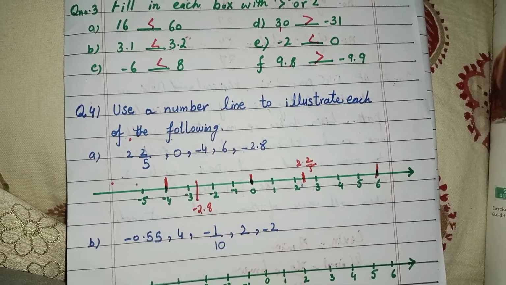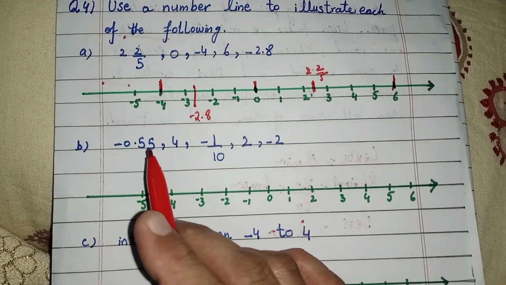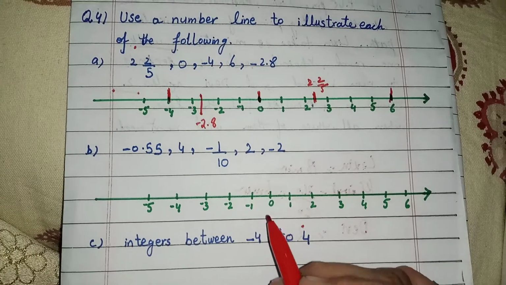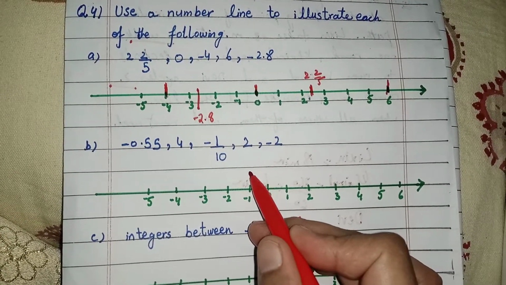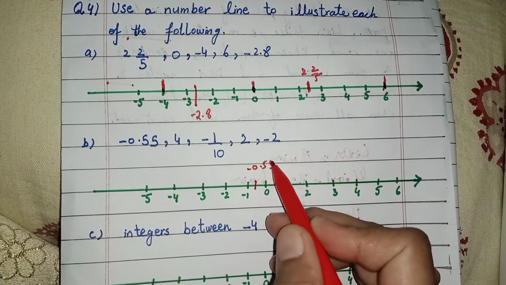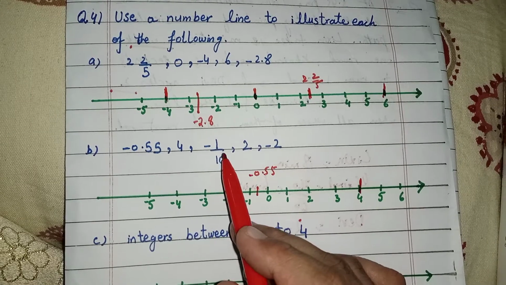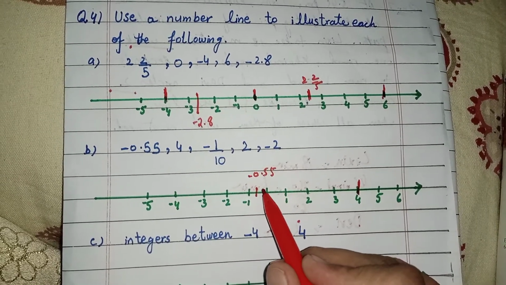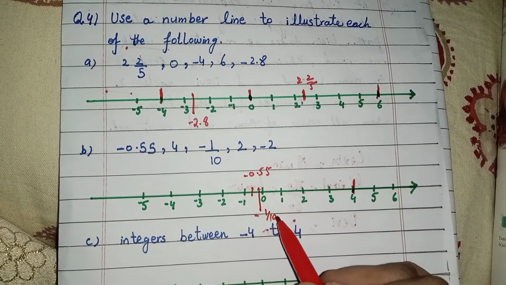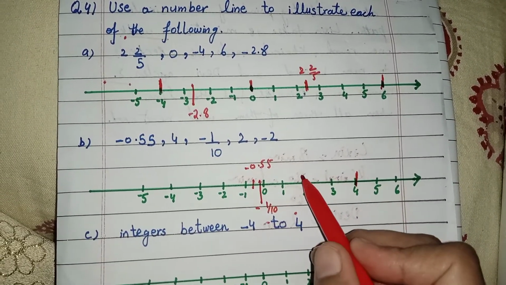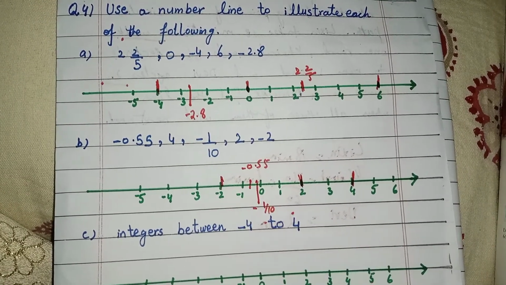Here is minus 2.8. Now its B part is minus 0.55 and minus 0.55 is just between the 0 and minus 1. And 4 is represented exactly on 4 and minus 1 by 10 is represented, minus 1 by 10 means minus 0.1, and 2 is represented exactly on 2 and minus 2 is represented on minus 2.